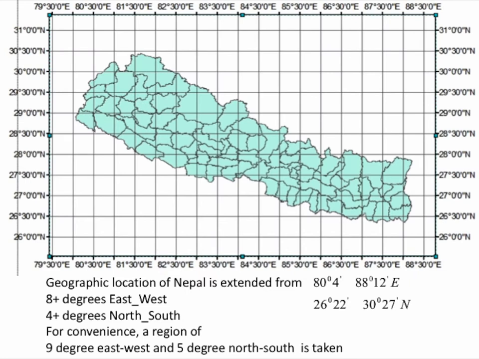In the Nepal case, it extends from 80 degrees 4 minutes to 88 degrees 12 minutes east, and in the north it extends from 26 degrees 22 minutes to 30 degrees 27 minutes north. Its extent is 8 degrees east-west and 4 degrees north-south. For convenience, we consider this region as 9 degrees east-west and 5 degrees north-south.